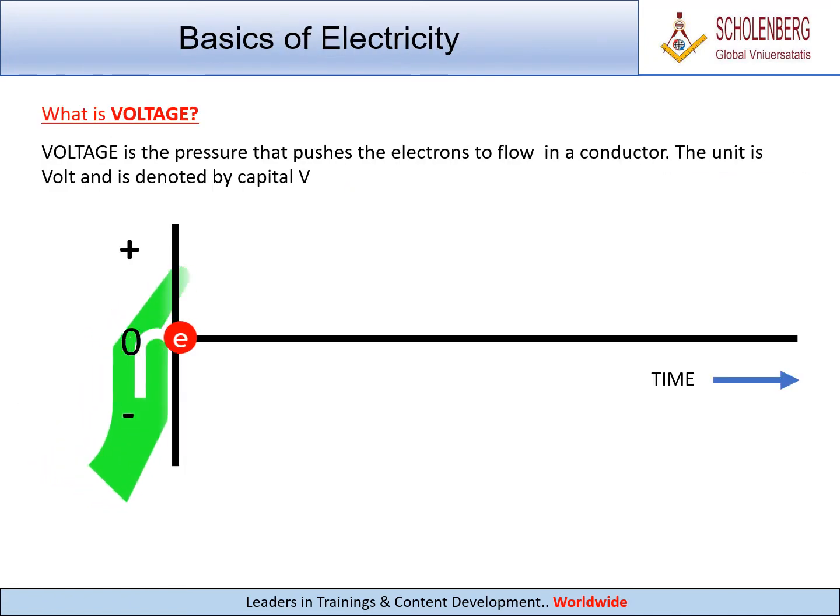What is voltage? Voltage is the pressure that pushes the electrons to flow in a conductor. The unit is volt and is denoted by capital V.